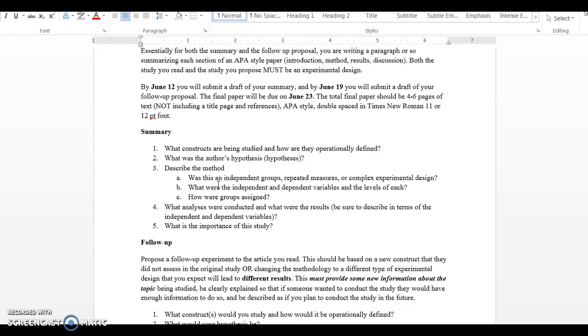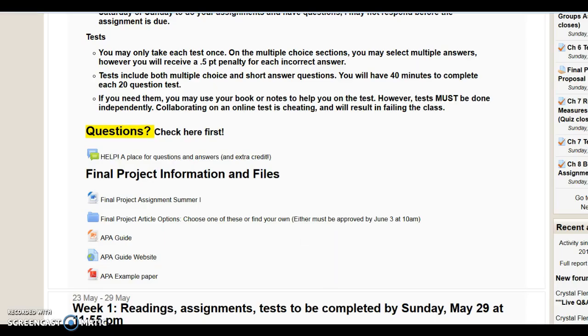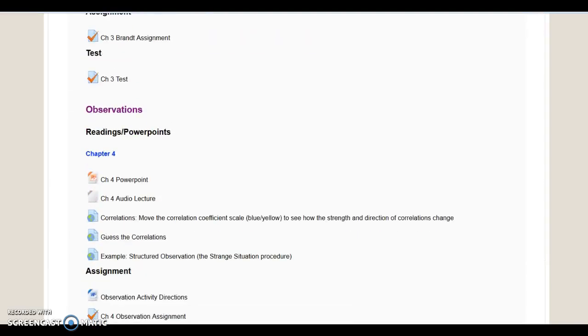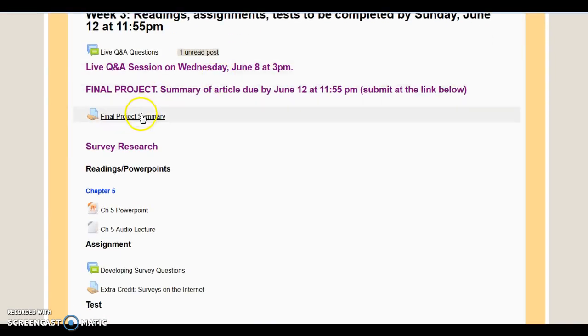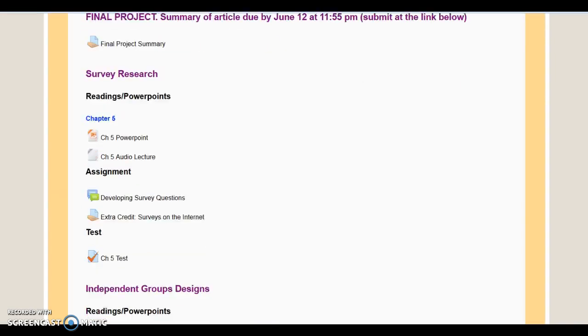For the results, you may not understand every analysis they did, but you should be able to put into words what they found. In particular, I want you to describe how the independent variable affected the dependent variable. And then finally, in the discussion section, you should be able to summarize the importance of the study. Okay, getting back to the rest of the week, so that'll all be submitted under your final project summary.